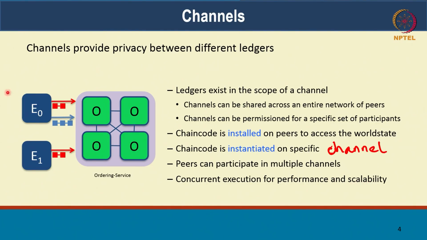So it's possible, like I said, let's say 20 nodes in a network. 5 of them can form a private channel amongst themselves, whereas another set of, let's say, 10 nodes can form another private channel amongst themselves. And these two channels can execute completely in parallel with each other, and that can help improve scalability of the entire network itself. So they can all execute transactions themselves without interfering with each other. So that's the notion of channel.